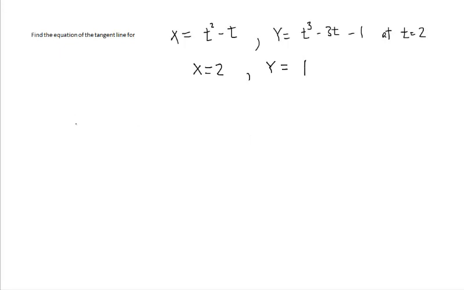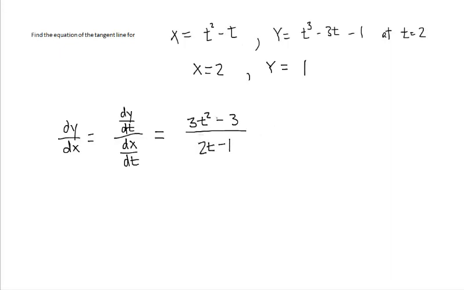And when you're taking the derivative of parametric equations, we're going to have dy/dx is equal to dy/dt divided by dx/dt. So here we have the derivative of y with respect to t goes in the numerator. So we're going to take the derivative of our y is equal to t cubed minus 3t minus 1, which gives us 3t squared minus 3, divided by the derivative of our x with respect to t. So the derivative of t squared minus t is 2t minus 1.